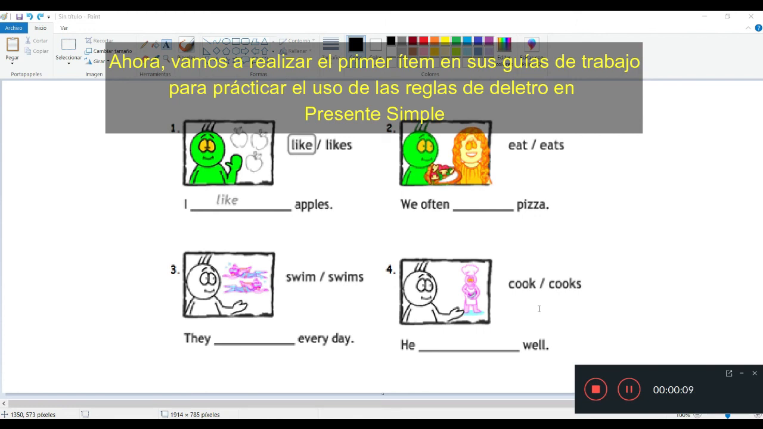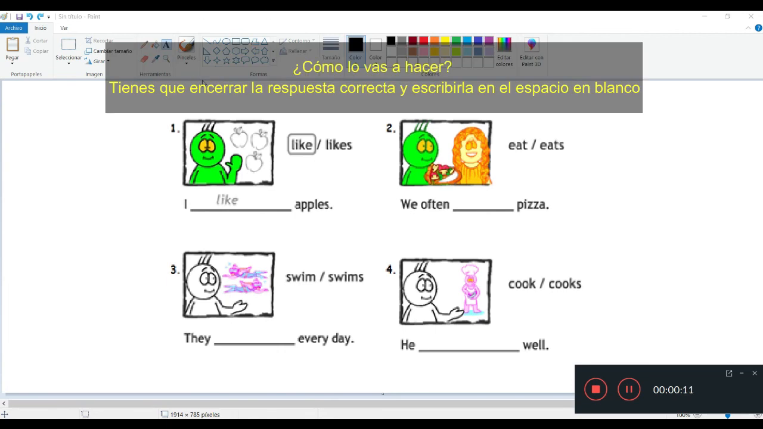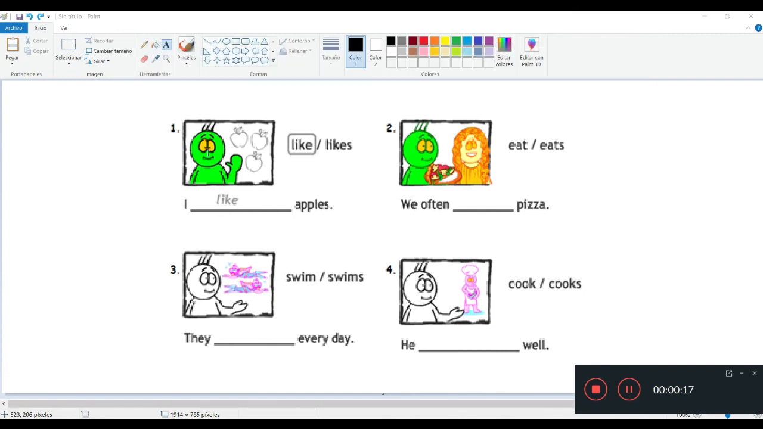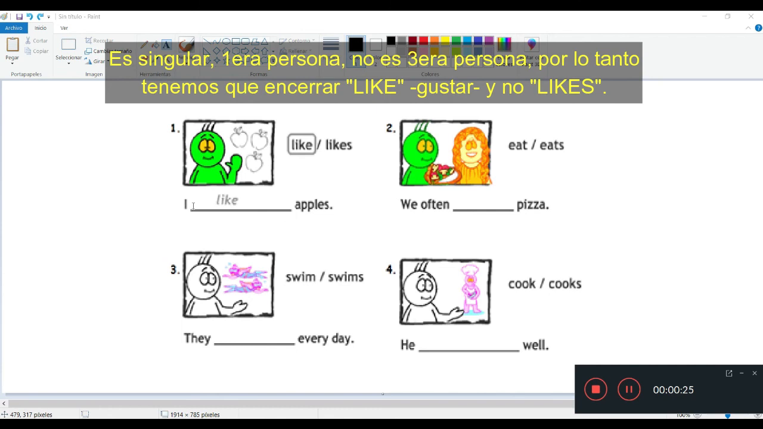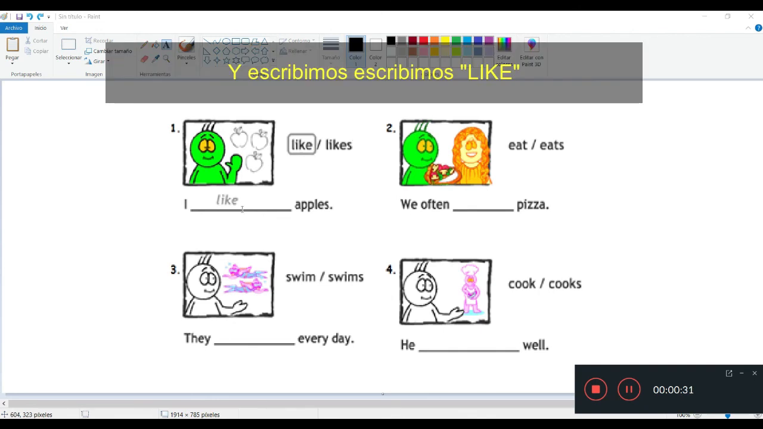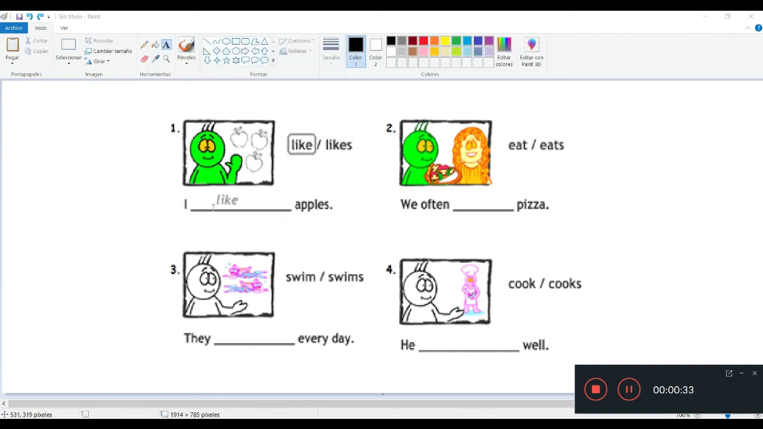Now, we're going to do first item in your worksheet to practice the uses for simple present spelling rules. How do you do this? You have to circle the correct answer and write it down in the blank. Number 1, I. I is a first person pronoun. It's singular. It's not third person. So we have to circle like and not likes. And we write down like.